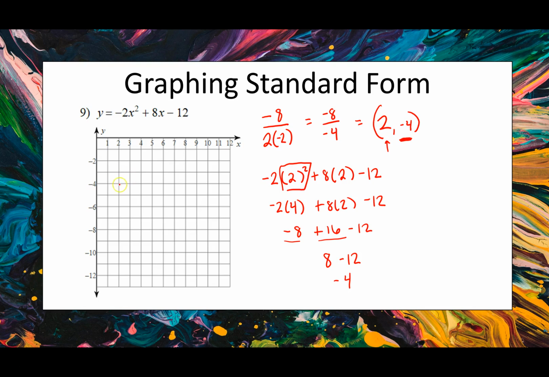It's right here. And our other step here is going to be to graph our axis of symmetry, which is going to be x equals whatever we got for negative b over 2a, or you just think of it as the x value of your vertex. So x equals 2.